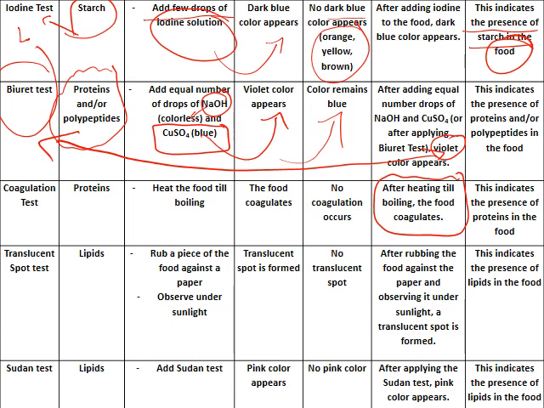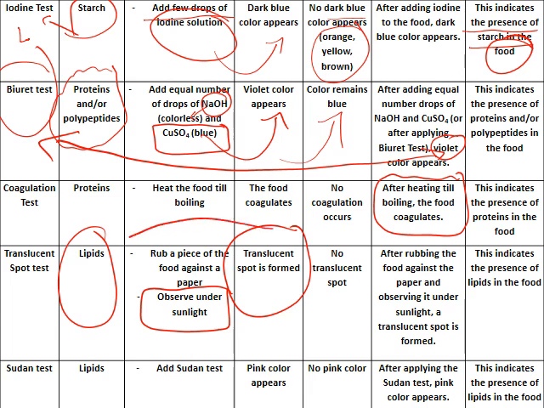Translucent spot test. It aims to test the presence of lipids. What we have to do is rub a piece of food against a paper and observe it under the sunlight. If a translucent spot appears, this is a positive result indicating the presence of lipids. No translucent spot, so no lipids. After rubbing the food against the paper and observing it under sunlight, a translucent spot is formed. What does this indicate? This indicates the presence of lipids in food.